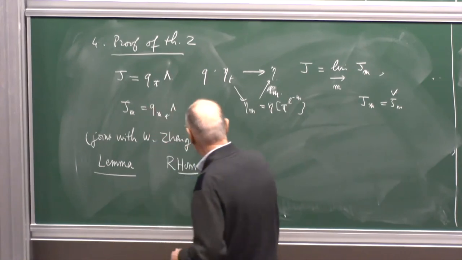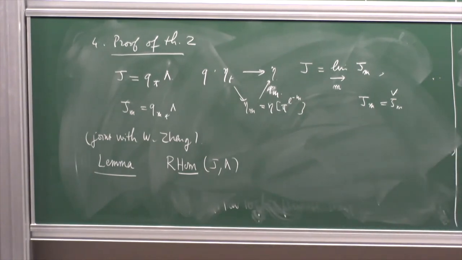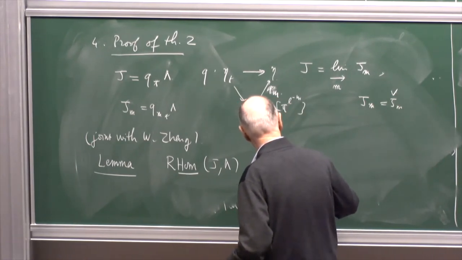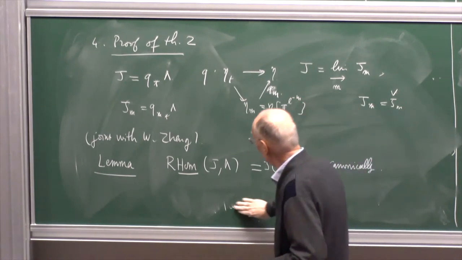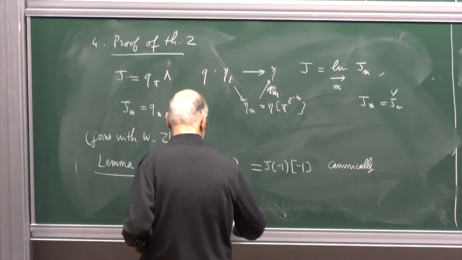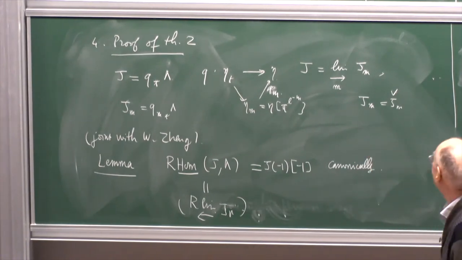So what is R Hom of J to lambda? So J is an inductive limit. You think it will be a projective limit, but no, it's again an inductive limit. So this is J(-1)[-1], canonically. So if you like, this can also be written as R lim of G_n. So this is curious that the projective limit is an inductive limit. So the reason is that, yes, I have time.